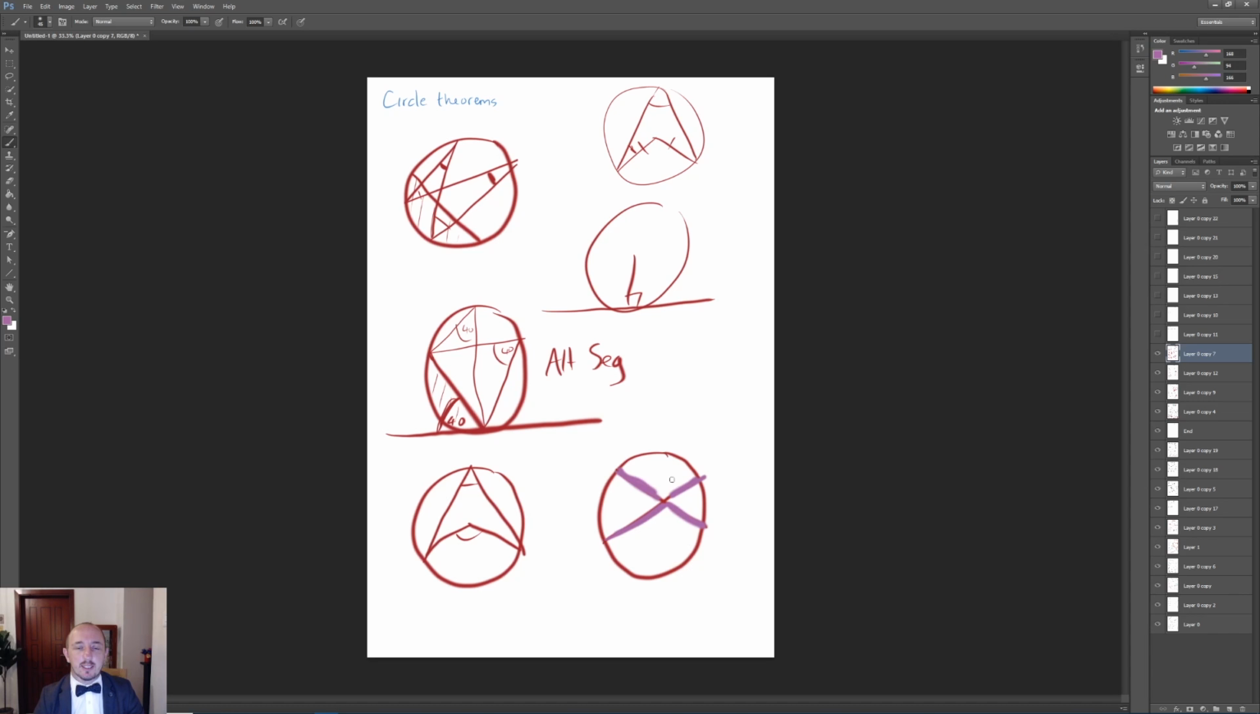So if you have two chords that intersect, let's say it's A, B, C, and D, then A times B is equal to C times D. If they intersect outside the circle, then in this case, let's make this A, B, C, and D again, it's A plus B, so that total distance, multiplied by the one outside the circle, B, is equal to C plus D multiplied by what's outside the circle, in this case C. So slightly different formula there when it's intersecting outside the circle.